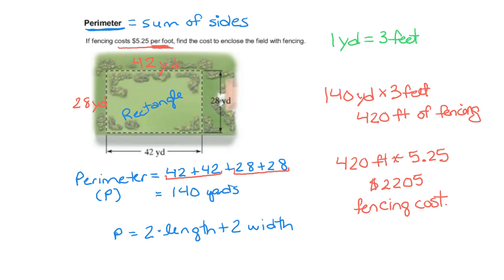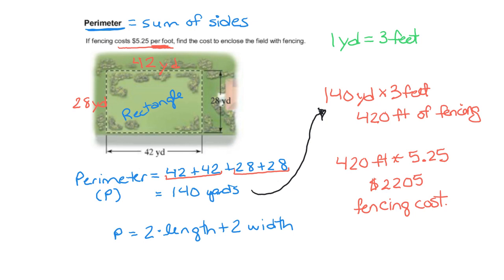So let's take a look at this problem one more time. The perimeter is the sum of all sides. We recognize that we had a rectangle, so we need to find how much fencing. We found the perimeter by adding all the sides together and coming out with 140 yards. We need 140 yards of fencing, so from here we took this amount and converted it into feet. 140 yards times 3 feet gives us a total of 420 feet. So we need 420 feet of fencing.